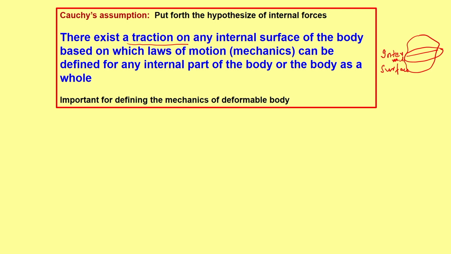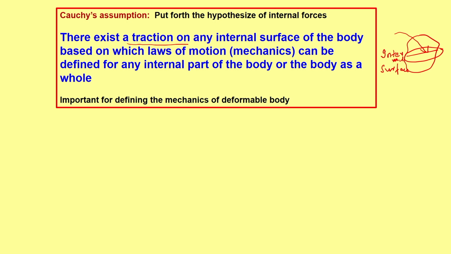Now, what it means is that there is a traction that gets developed on any internal surface of the body. It can be any reference plane based on which the laws of motion can be defined for any internal part of the body, and any internal part of the body itself would conform to the whole body as a whole. So, the further discussion that we are going to see will entirely depend upon this assumption.